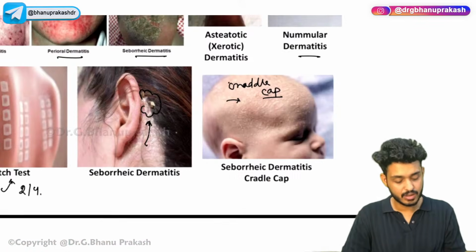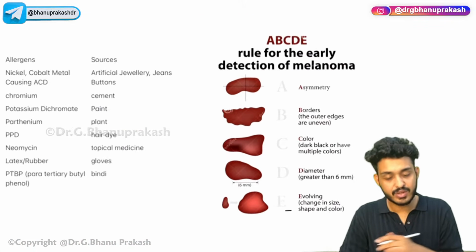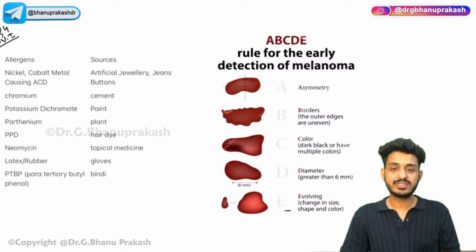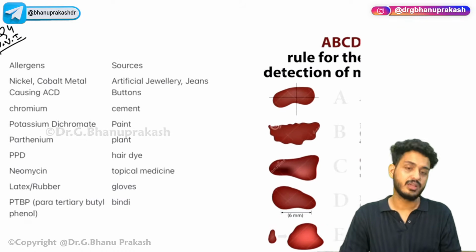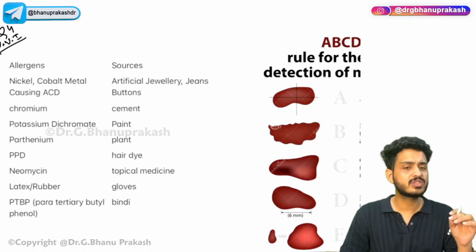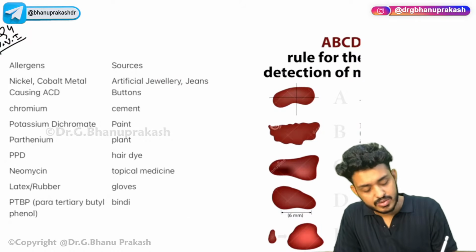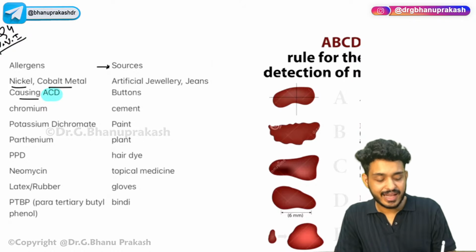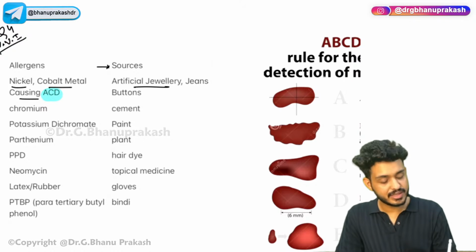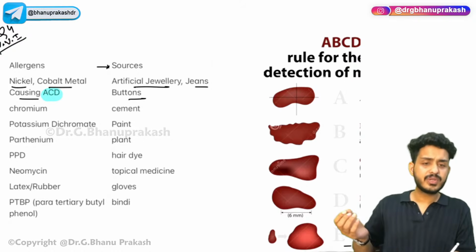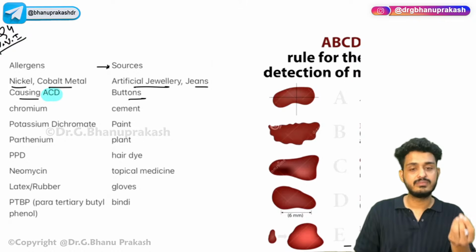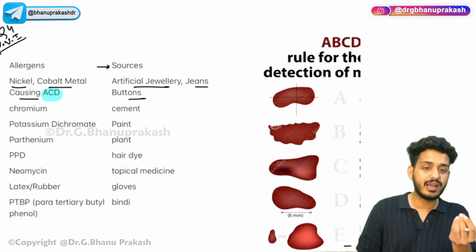I will be telling you the causes, right? What are the causes that you have to remember? Very important table. In the last 3 or 4 years' examinations, you will be having approximately 7 to 8 questions from this table. So we have allergen and source: nickel, cobalt, metal. They will be causing allergic contact dermatitis, and they are present in artificial jewelry, jeans or buttons. Generally the female patients will come to us with artificial jewelry, and she will be having some dermatitis because of that. That is basically allergic contact dermatitis.